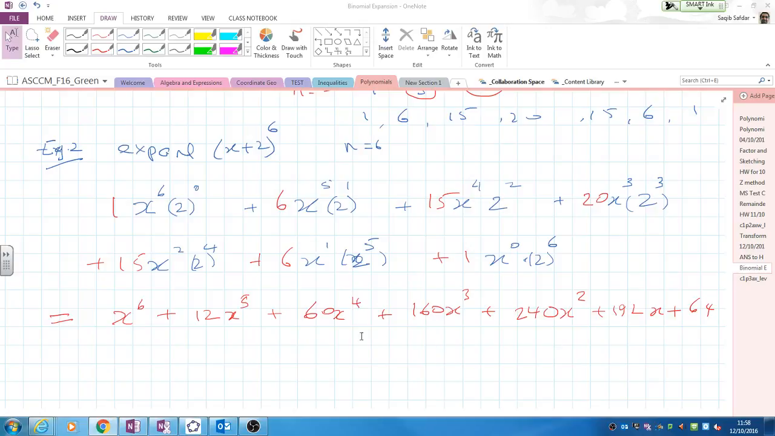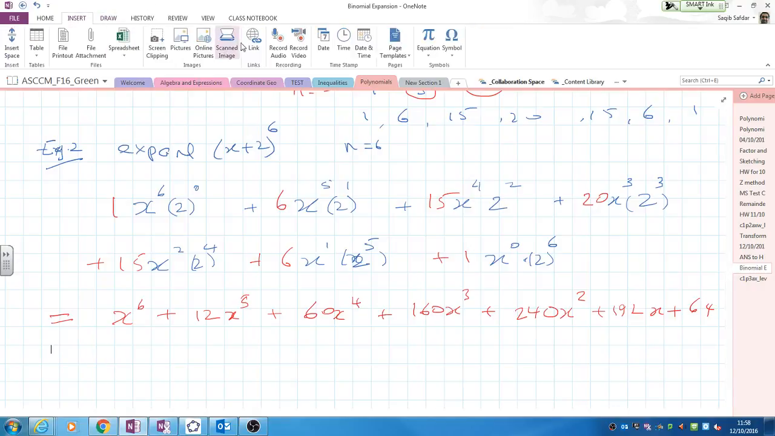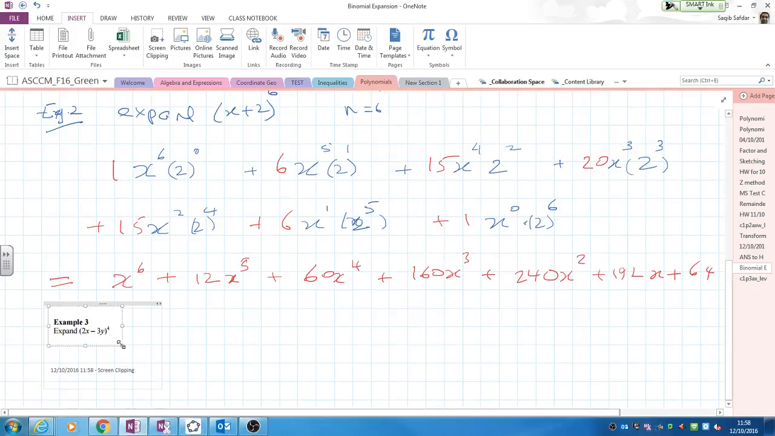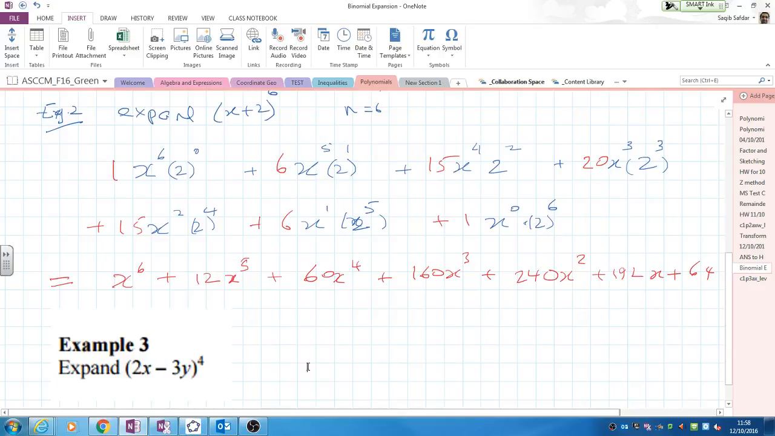So what I'd like you to do once you've copied that down is have a go at this question here. Let me just put this in. Can you expand this out fully? So in the future, when you get big powers, I won't say do it fully, I'll just say, give me the first 3 or 4 terms. But for this one, example 3, can you work out the full expansion using Pascal's triangle?